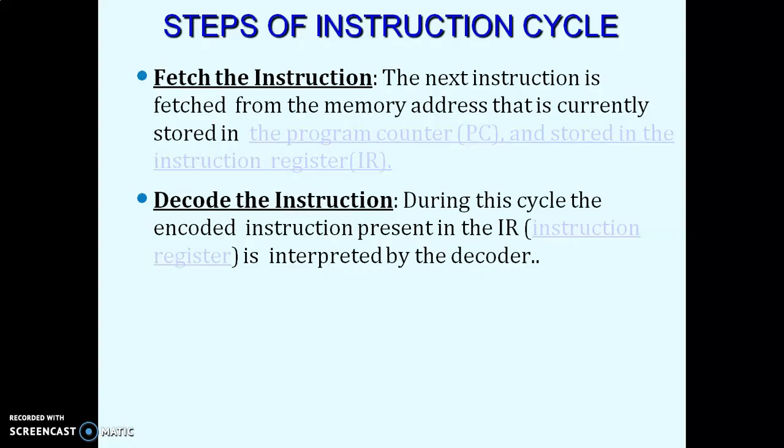Fetch the instruction. The next instruction is fetched from the memory address that is currently stored in the program counter and stored in the instruction register, that is nothing but the IR. The next subcycle is decode the instruction. During this cycle, the encoded instruction present in the IR, the instruction register, is interpreted by the decoder.